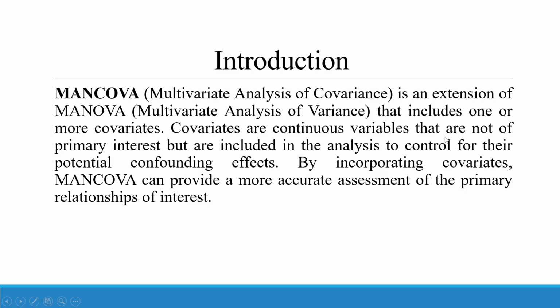Covariates are continuous variables that are not of primary interest, but are included in the analysis to control for their potential confounding effects. By incorporating covariates, MANCOVA can provide a more accurate assessment of the primary relationships of interest.